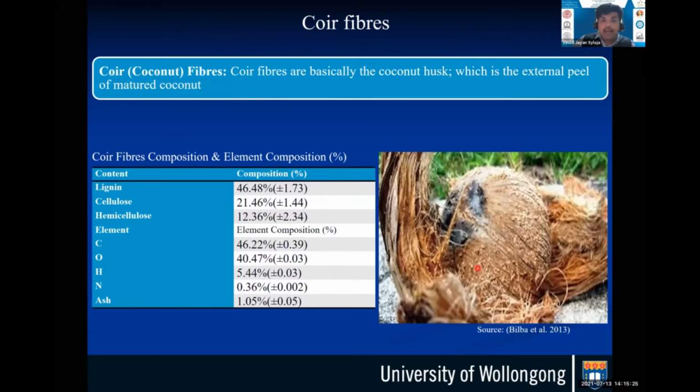Coir fibers, as I highlighted, coir fibers are basically from the coconut husk, which is an external peel of the matured coconut. So that's how it has been prepared. And you can see that the chemical composition clearly shows that a high percentage of lignin content associated with these coir fibers. So that has a positive effect on the degradation of the coir fibers plus the stabilization of this material in a long-term perspective.